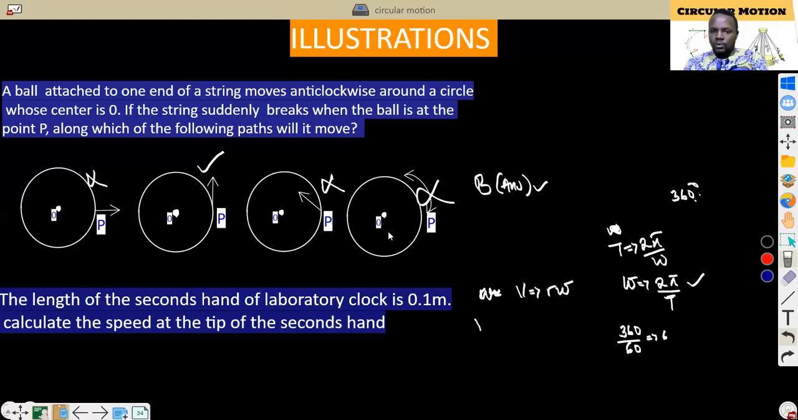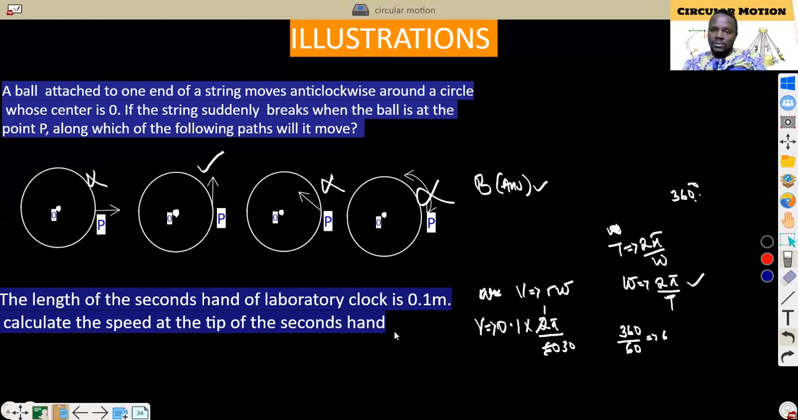So speed is equal to 0.1 times, calculate the speed at the tip of the second hand. For every 60 seconds, it's moving at 2 pi divided by 60. You know why I'm using 2 pi? I don't want to use 360. Why? Because the answer might be in pi radian. Do you understand? It's from experience. You can say 2 over 60 is 1 over 30. Do you get it? So somebody that says 6, 6 times 0.1, 0.6, 0.6 is correct.